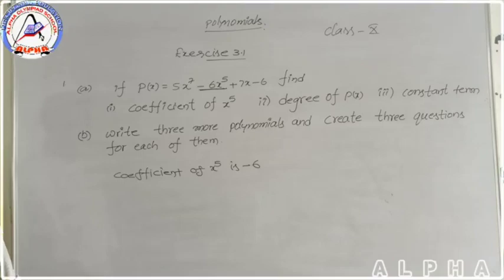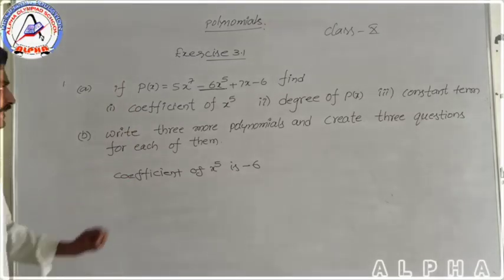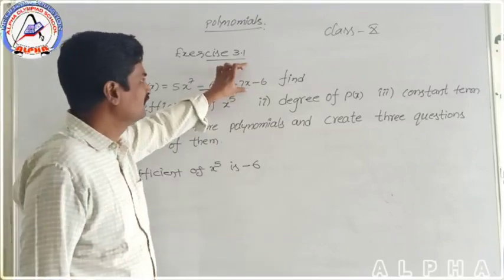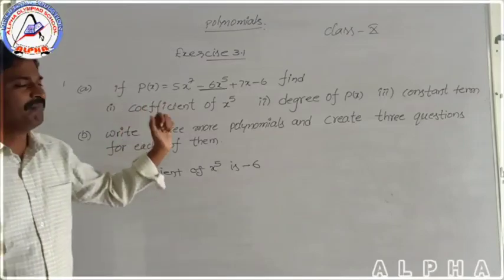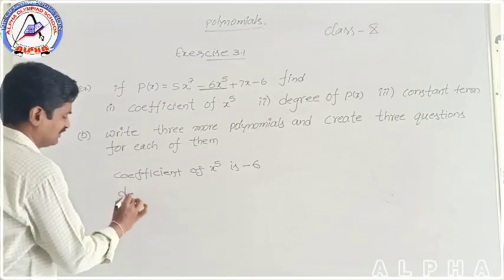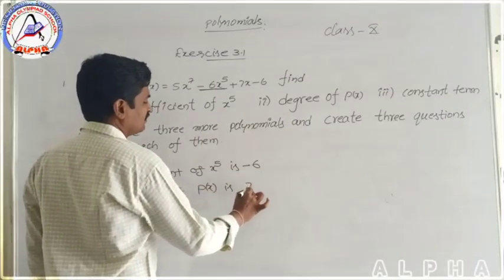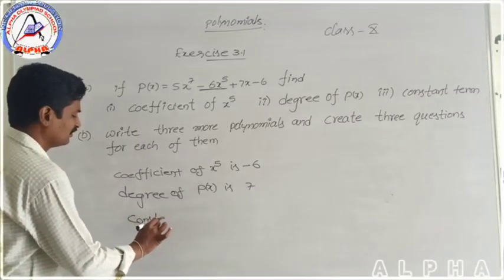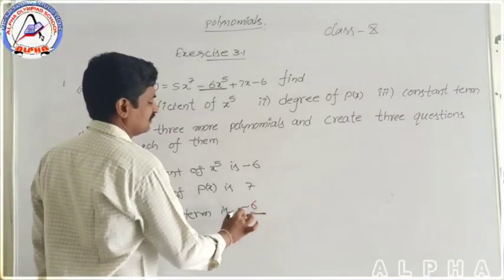Now the degree of p of x. That means first write the degree of all terms. How many terms are given here? 4 terms. Degree of the first term is 7, second term 5, third term 1, fourth term 0. In 7, 5, 1, 0, the highest degree is 7. So the degree of p of x is 7. Now the constant term. Constant means the term which does not have the variable. The constant term is -6.